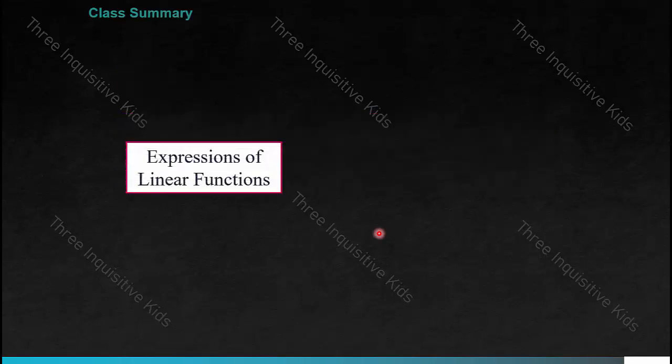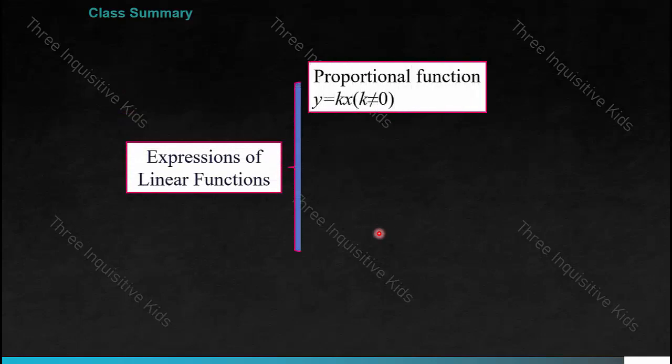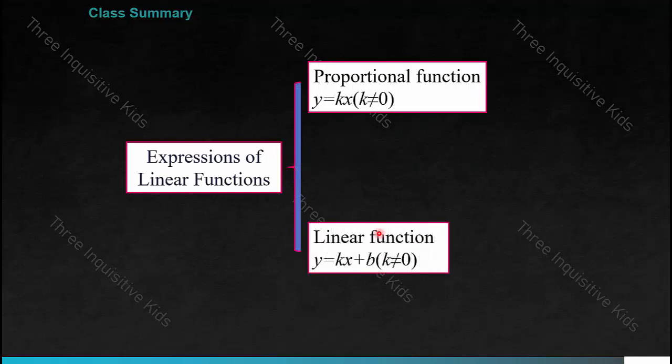Class summary. Today we learned all about the expressions of linear functions. The proportional function, which is y is equal to kx, with k not being equal to 0, and the linear function, y is equal to kx plus b, where k is not equal to 0. And we did many problems where the general steps were to first set the expression, which is one of these. And then, out of the specific scenarios given in the problem, we would substitute in x and y, or k and b, in order to obtain the final relational expression.